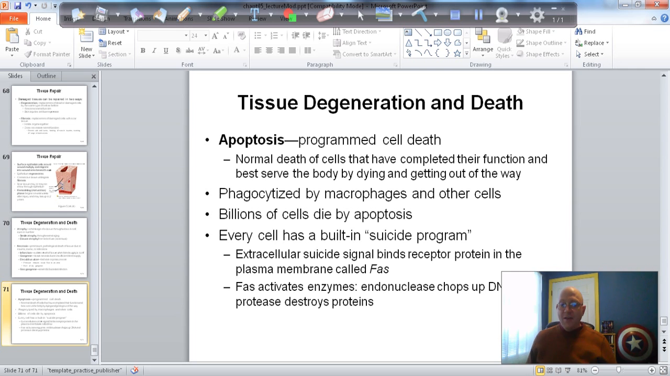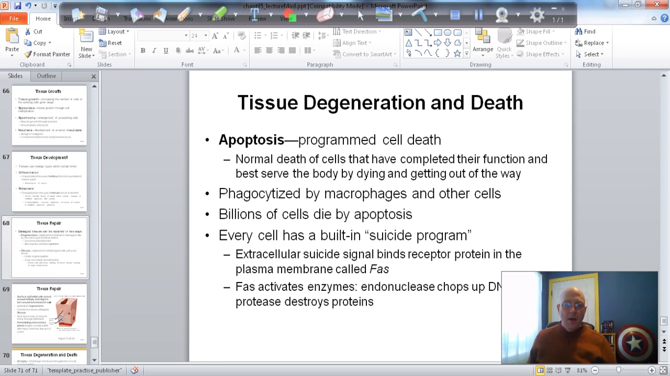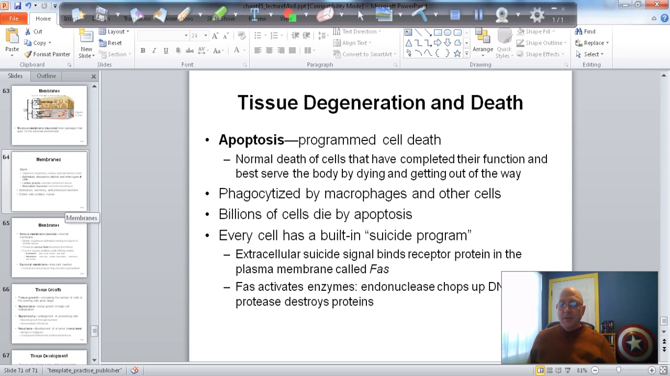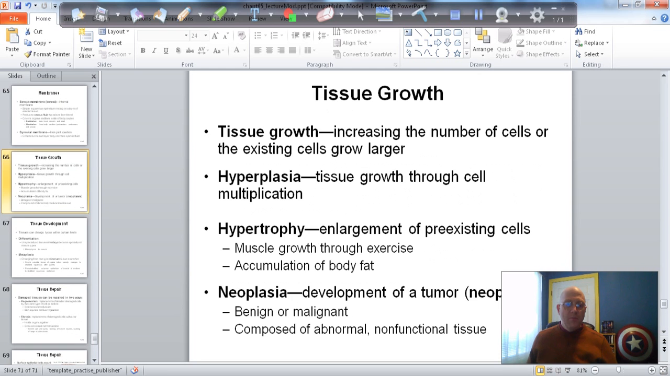So the reason that we have billions of cells dying this way is because of things like getting sick. When you get sick, you make more white blood cells to fight the disease. But when the disease is gone, you don't need those white blood cells anymore. And so you tell them to die, they die, and they get cleaned up by your various macrophages. All right, so it's a decent list of vocabulary, but just keep in mind.